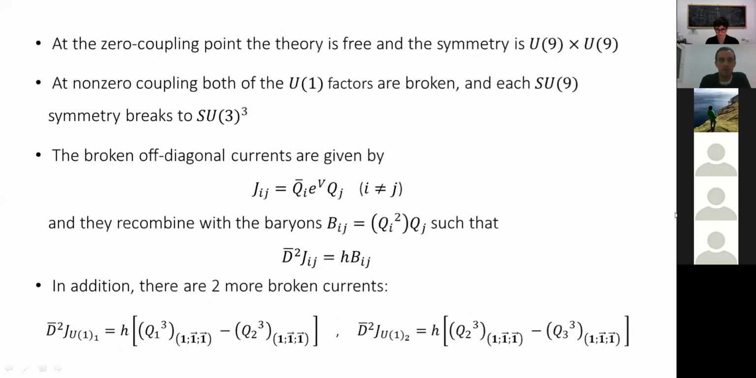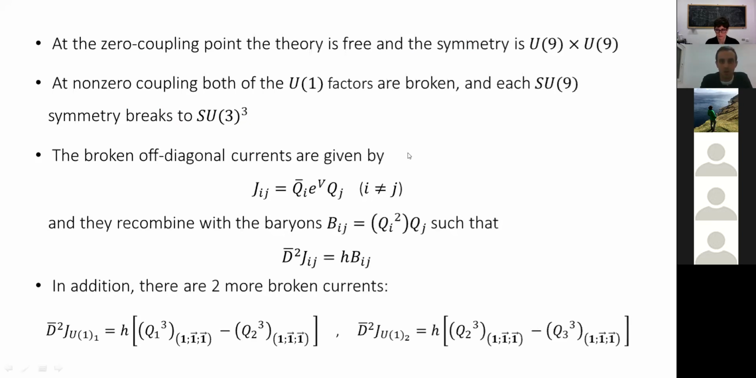So this is the theory we consider, and the point h equals 0 is just a free theory. The global symmetry is U(9) times U(9). But at non-zero coupling, both of the U(1)s are broken: the U(1) of this U(9) and the U(1) of this U(9). And as we said before, each SU(9) breaks to 3 copies of SU(3). So let's consider in more detail this breaking of global symmetry and see how it affects the chiral ring relations.